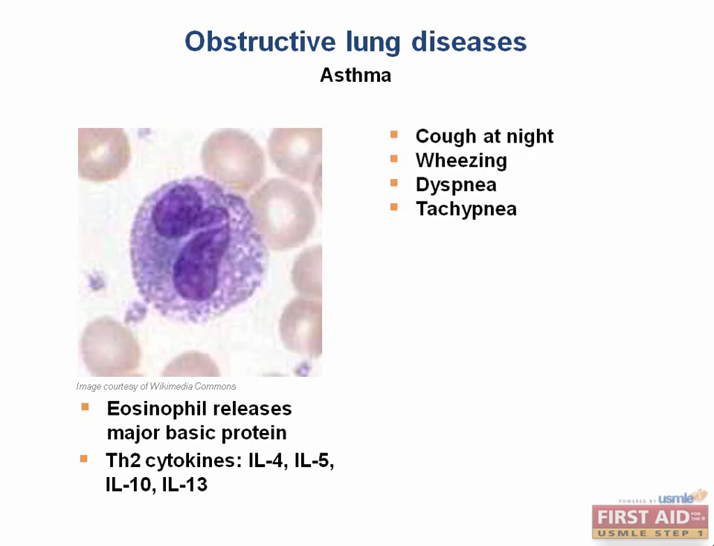The findings of an asthma exacerbation are cough at night, wheezing, dyspnea, and tachypnea. Now how would you diagnose asthma? With a methacholine challenge, which is addressed in the pharmacology section. Now finally, do you know what type of hypersensitivity allergic asthma is defined as?